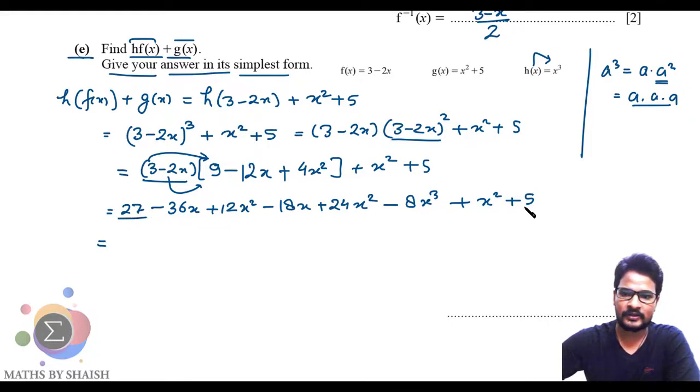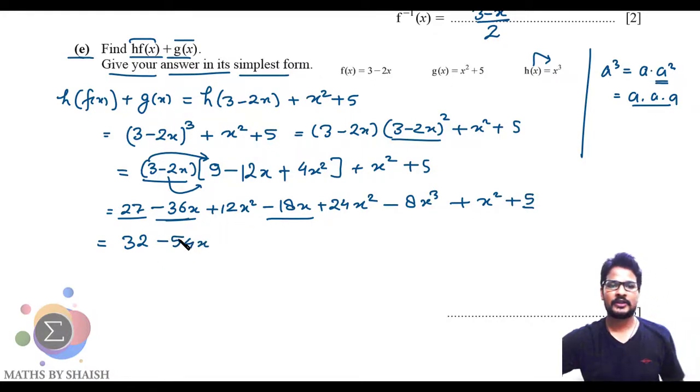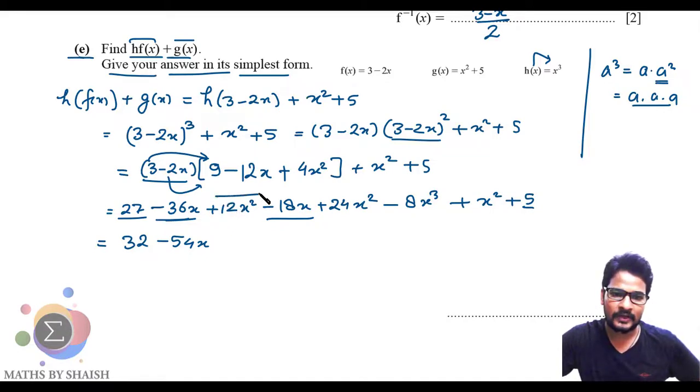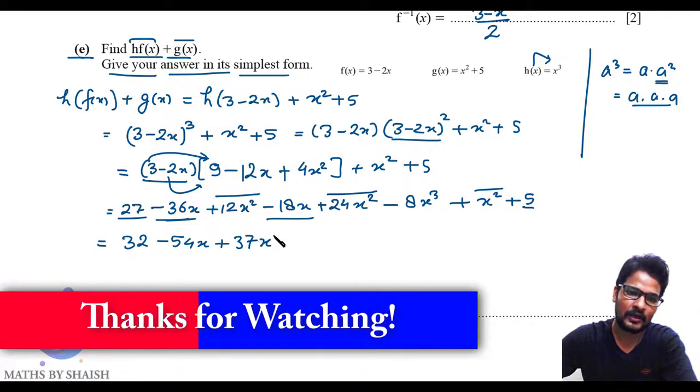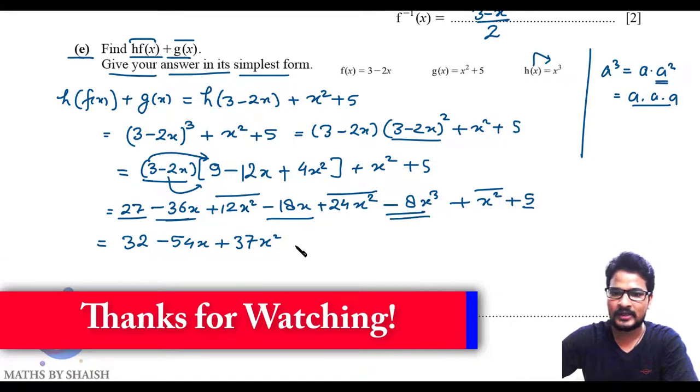It is 27, it is 5, so it is 27 plus 5, 32. It is x here, minus 36, minus 18, only these two. So it is minus 54 times x, so 36 plus 18 is 54. And then it is 12x square, it is 24x square, it is x square. So 12 plus 24 is 36, plus 1, 37. So it is 37x square, and the last we got minus 8x cube.